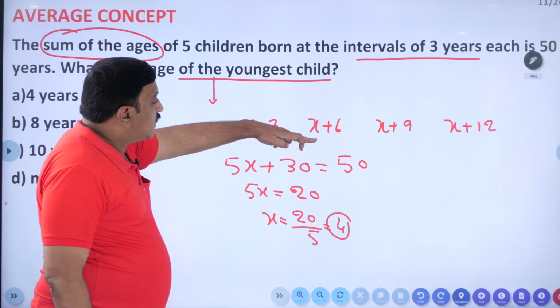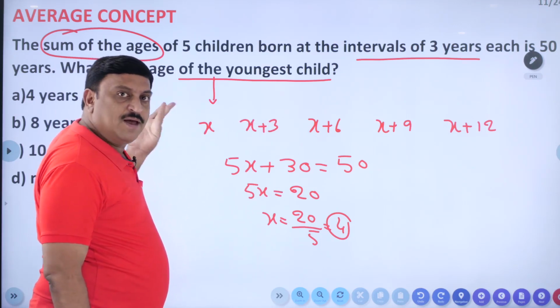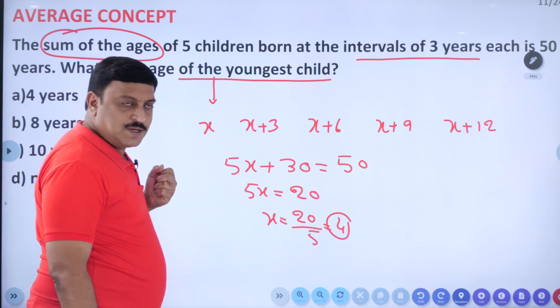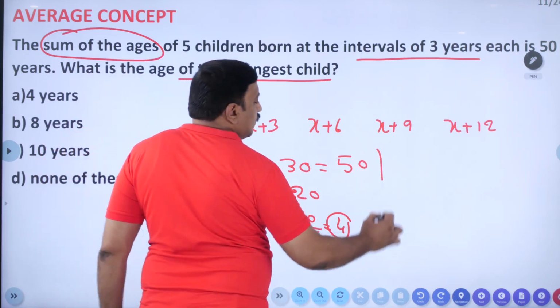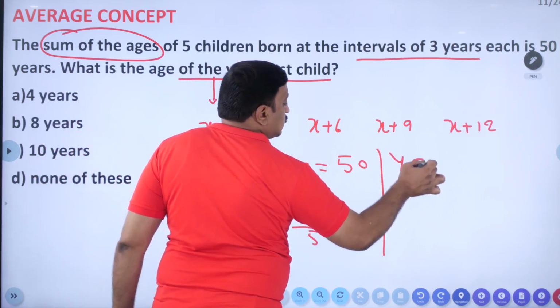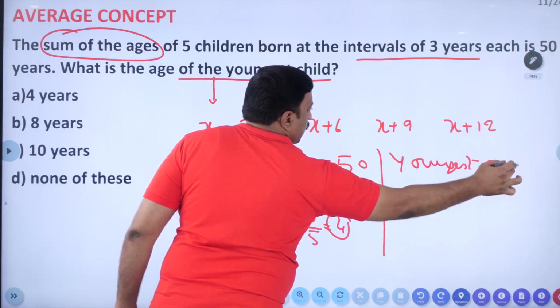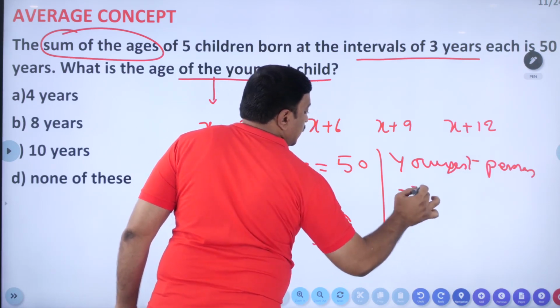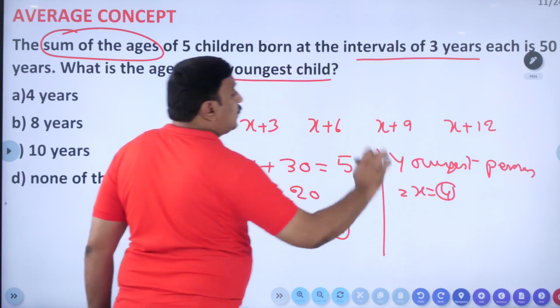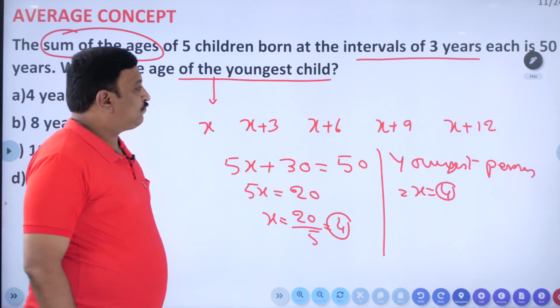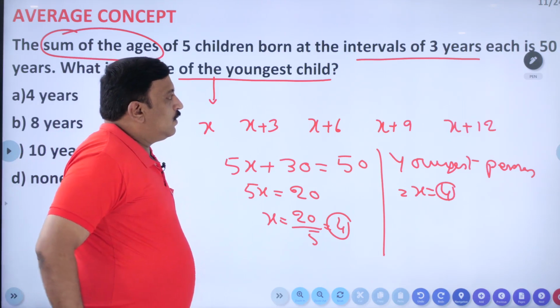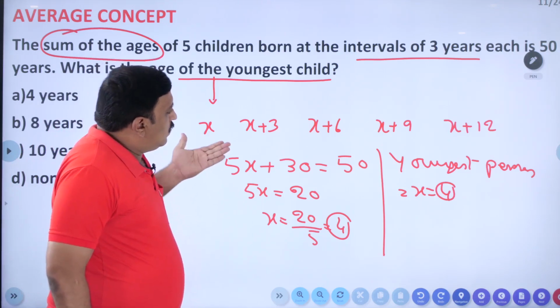Now, what is our answer? We need the youngest person, no? The youngest person we got directly. X is how much? X is equal to 4. The youngest person is 4. So he is x, that's why it is 4. No doubt in this one, right? This is fine.